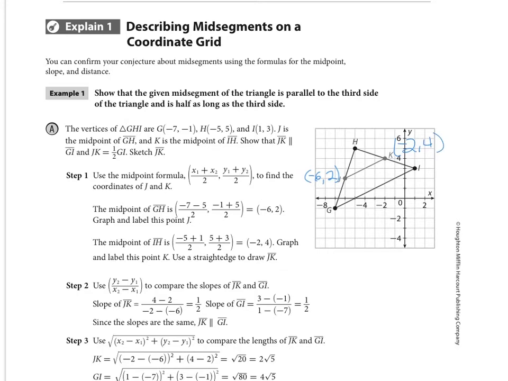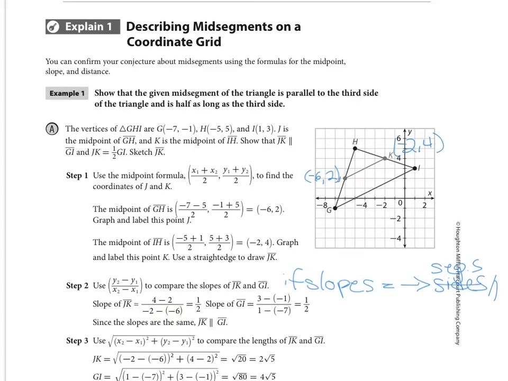Okay, so we're going to see in step 2 whether the slopes of JK and GI are going to be equal, because if the slopes are equal, then we know that the segments are parallel. Okay? So let's find the slope using our slope formula for JK. That is going to be 4 minus 2 all over -2 minus -6, or 2 over 4, or 1/2.